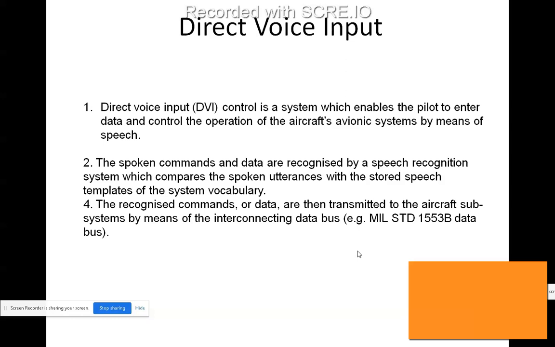The recognized command or data are then transmitted to the aircraft subsystem by means of an interconnecting data bus. So through the data bus you will be transferring the recognized command. Once the command is received and compared with the stored command, it is recognized and transmitted to the remaining subsystems available in the aircraft system. That subsystem will be reached through the data bus. For example, one type of military standard data bus is given in the example.